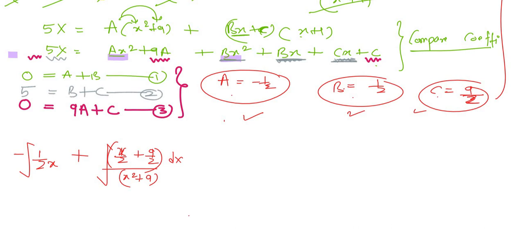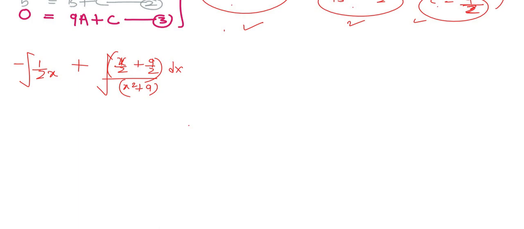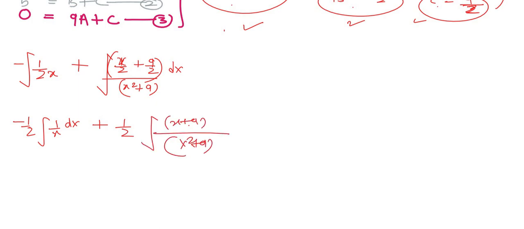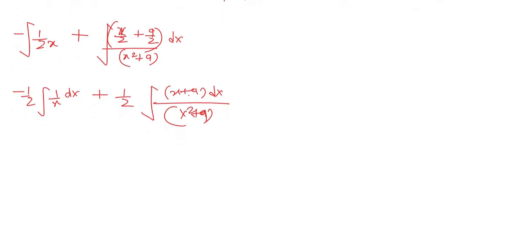This is what we are supposed to integrate. Let me write it separately. This is minus half of 1 by x dx. The 1 by 2 can come out: x plus 9 by x square plus 9 dx. Correct? So how to integrate this part?